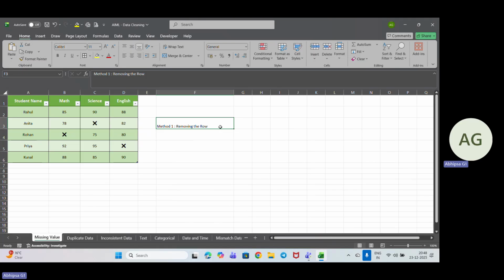Okay. Now coming down to the second option. Second option is to fill it up with average. Fill the missing value with average.